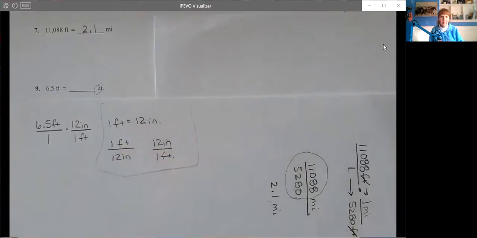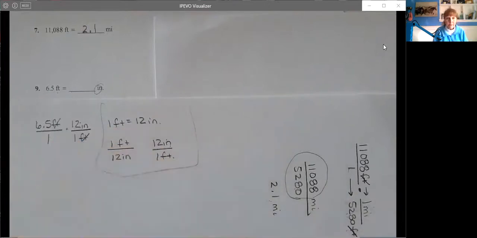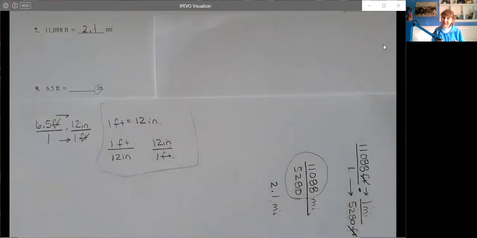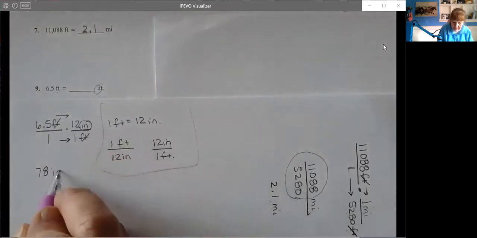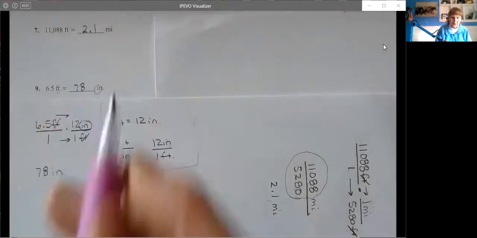All right, I'll kind of separate that out there a little bit. Reduce your units always. And so we'll go ahead and we're going to multiply straight across in both instances. It's nice because we do not have to get a common denominator since we're multiplying and not adding or subtracting. 6.5 times 12. 78, and our inches is left. So 6.5 feet is 78 inches.